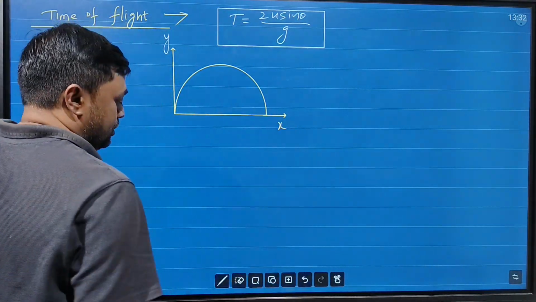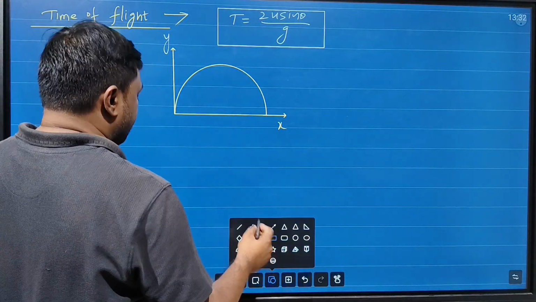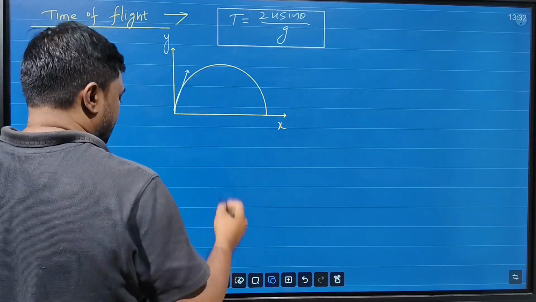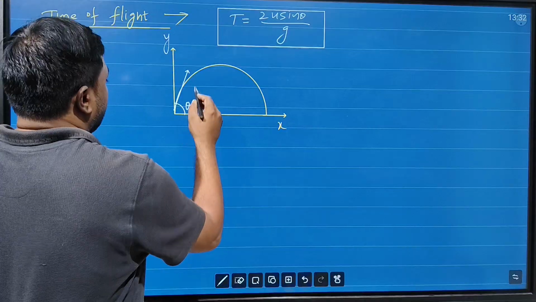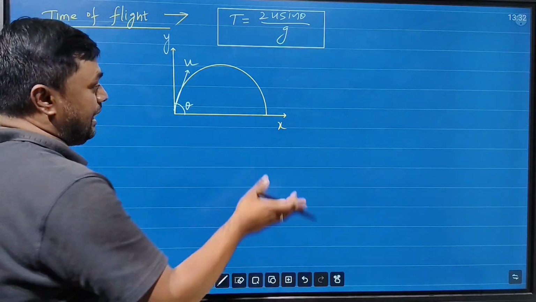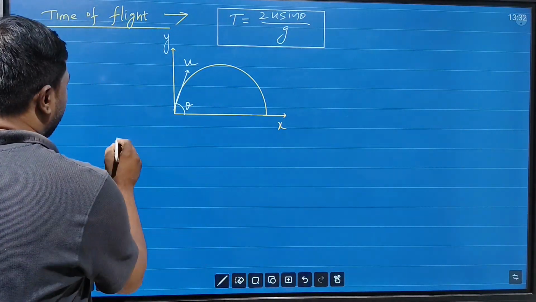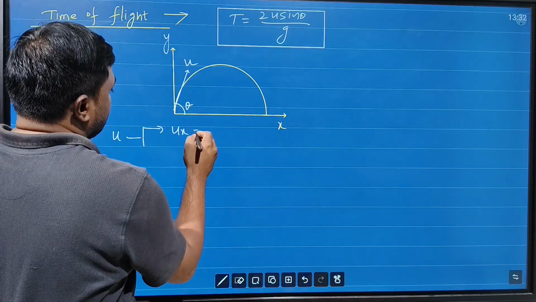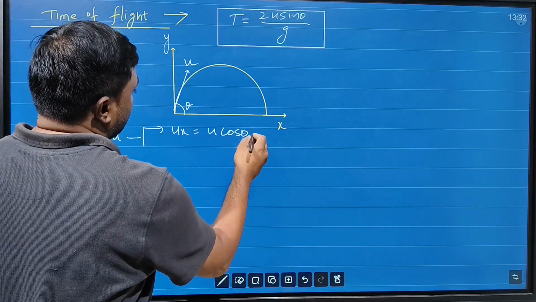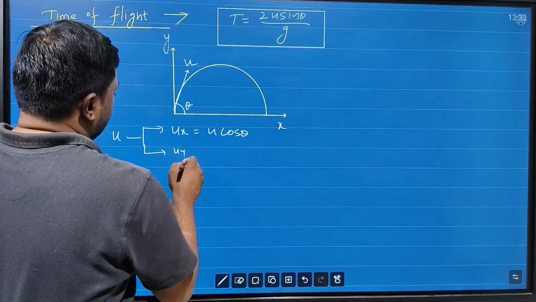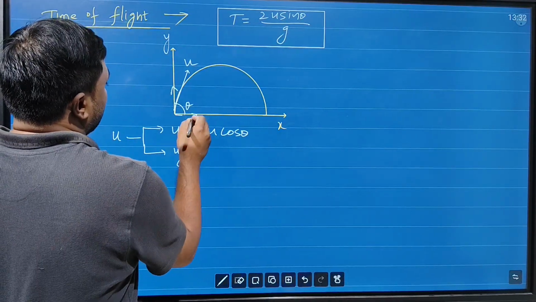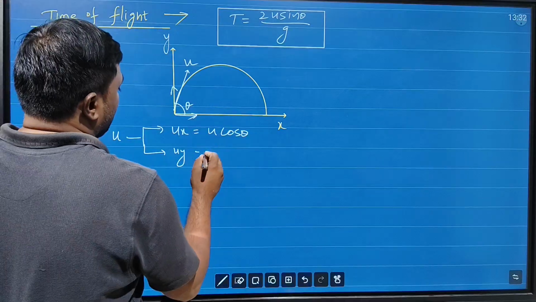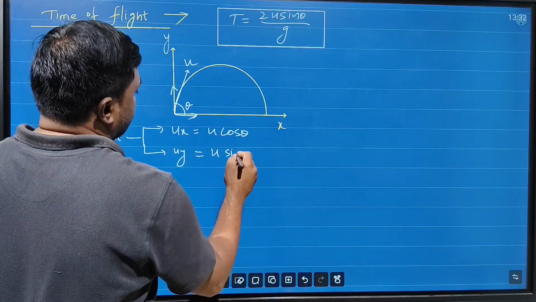So we have considered a projectile motion in which the particle is projected at an angle theta with the x-axis. So what we can say, u can be resolved into two parts. One is Ux, which is u cos theta, yes or no? And the other is Uy, that is the vertical component of velocity, that is u sin theta. Am I clear?